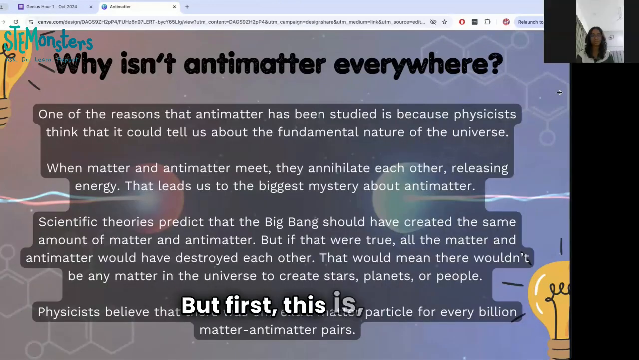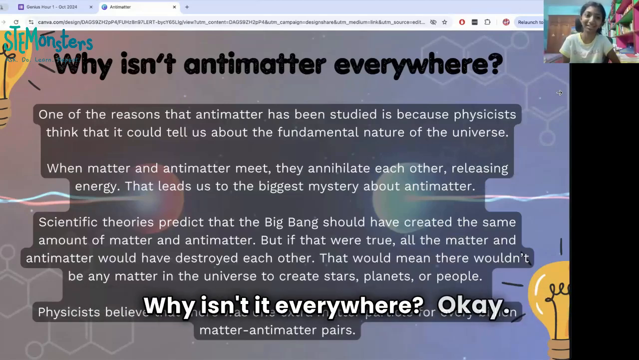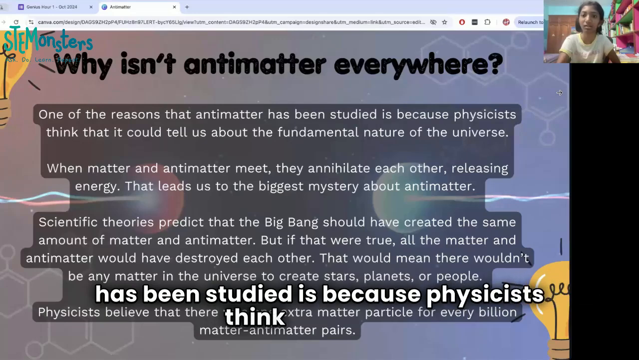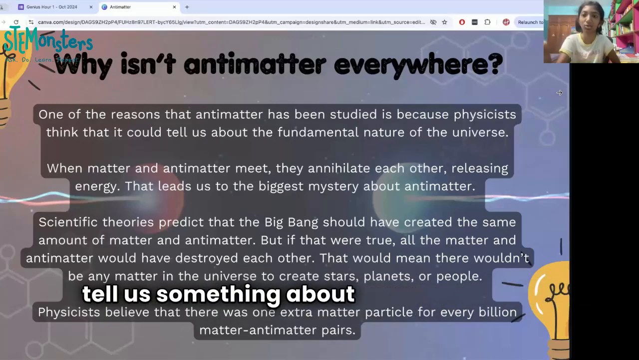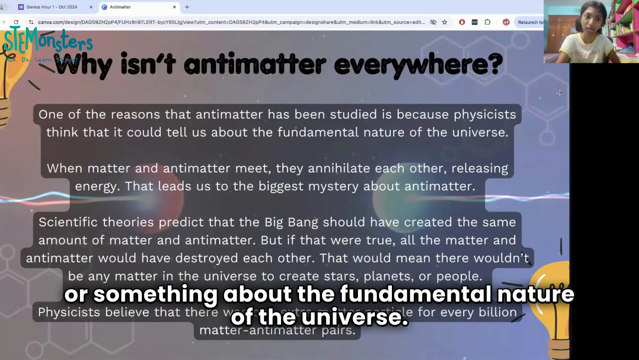But this is one of the biggest mysteries about antimatter. Why isn't it everywhere? The main reason that antimatter has been studied is because physicists think that it could tell us something about how the universe was formed or something about the fundamental nature of the universe.